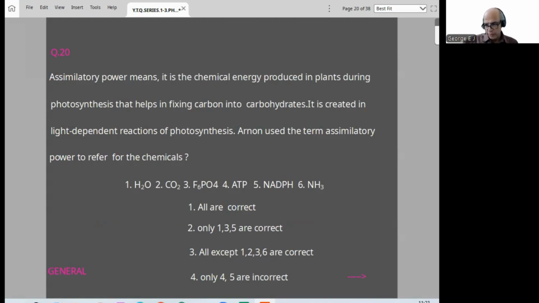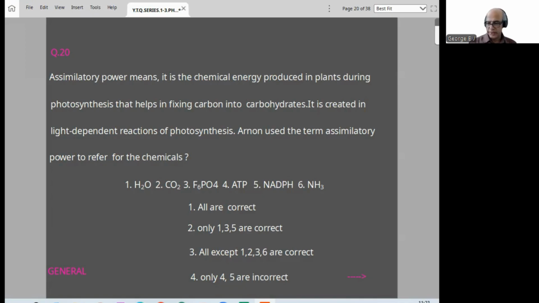There I try to explain the definition of assimilatory power through the question. Assimilatory power means the chemical energy produced in plants during photosynthesis that helps in fixing carbon into carbohydrates. That is why energy is needed. It is created in the light-dependent reactions of photosynthesis. The famous scientist Arnon used the term assimilatory power to refer to the chemicals. Presently that name is not in NCERT.